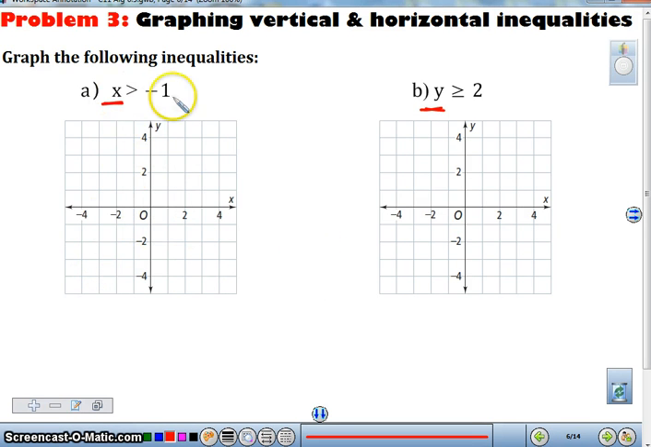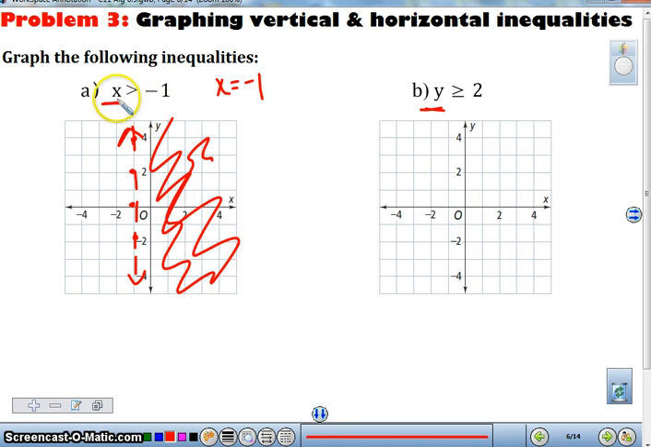Again, x greater than negative 1. First think of graphing x is equal to negative 1. That means along this vertical line, we are going to have a dashed line. If it is greater, where are the numbers greater than negative 1? Well, 0, 1, 2. And if you pick the checkpoint, is 0 greater than negative 1?